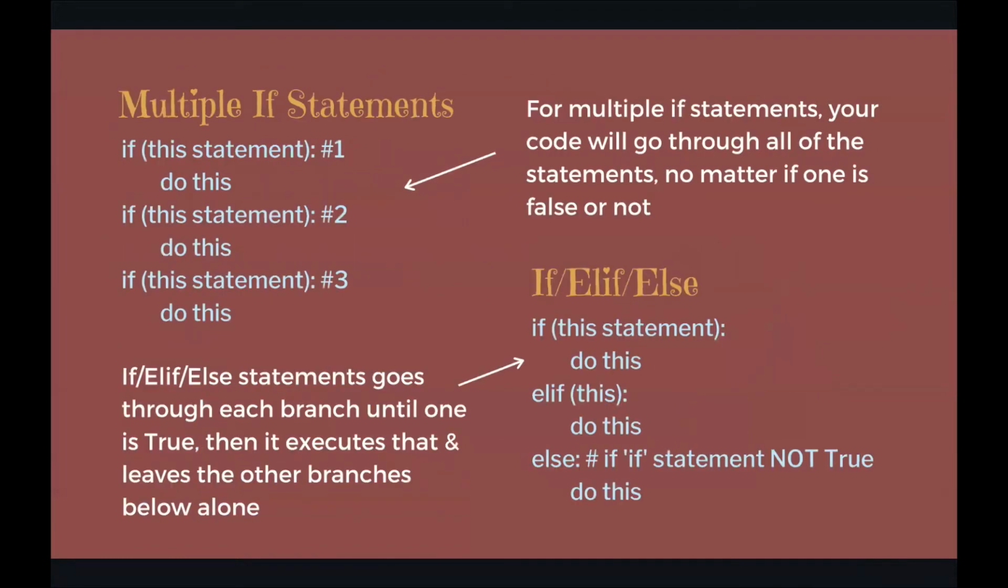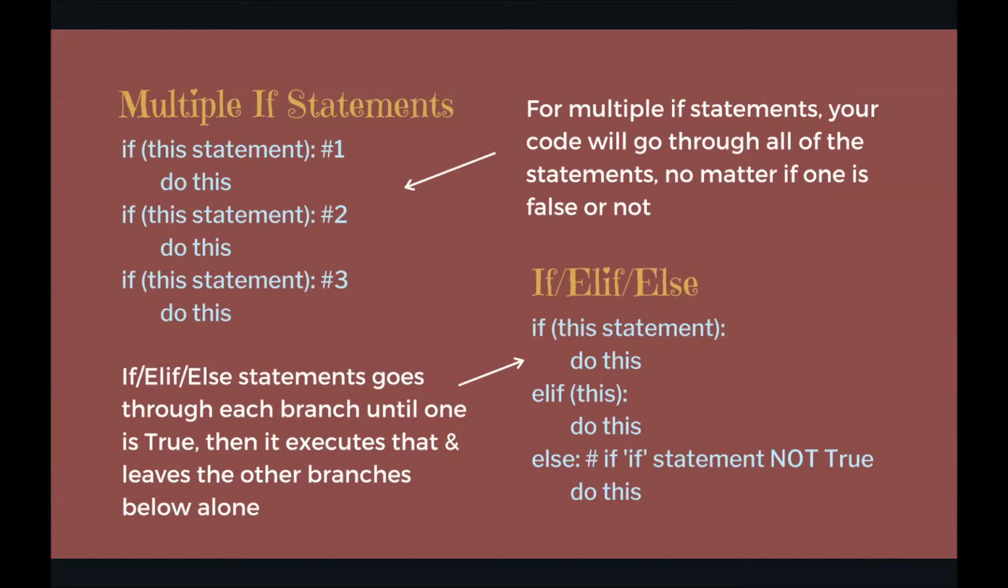So what if we have multiple if statements? If we have multiple if statements, your code will go through all of the statements no matter if one is false or not. So for the first if statement, where we have number 1, if this statement is false, it won't execute that branch. However, it will go to the next if statement, and if this if statement is true, then it will execute that branch.